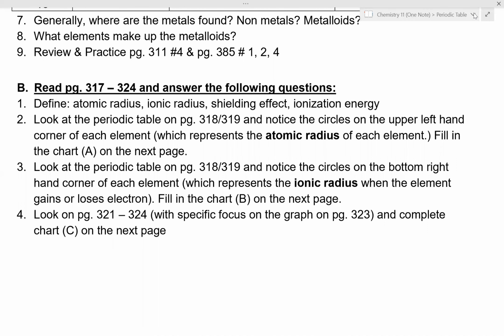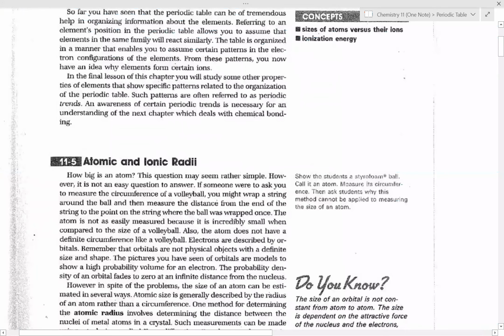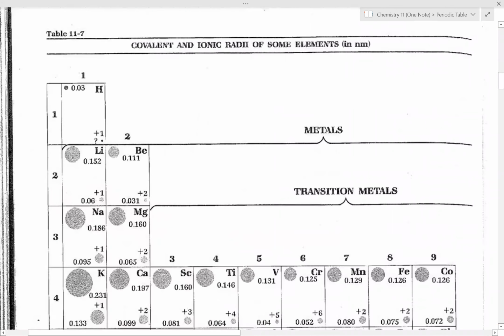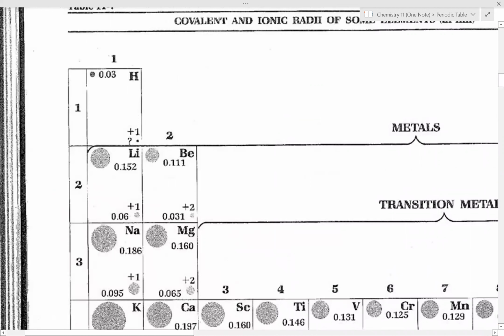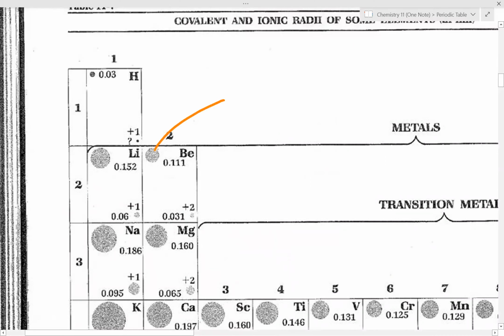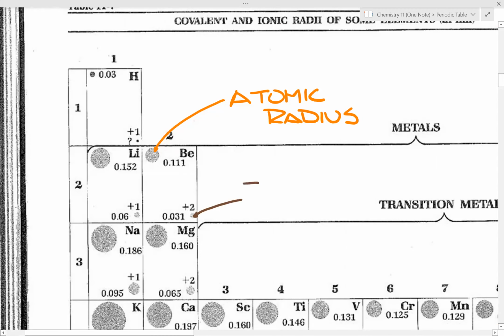In your textbooks, on page 317, it talks about atomic and ionic radii. The one thing I wanted you to be aware of is when you look at the chart on page 318, the circles on the upper left-hand side of each element box are talking about the atomic radius, the radius of the neutral atom. On the bottom right-hand corner of the box is the ionic radius.